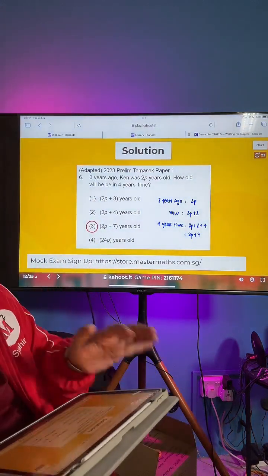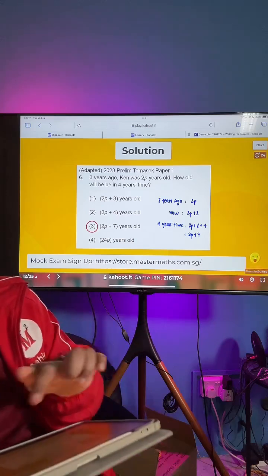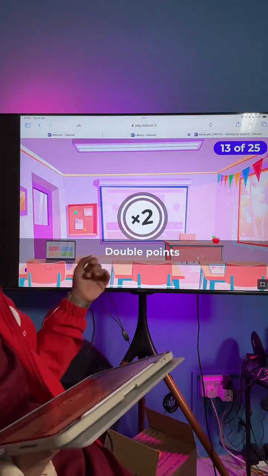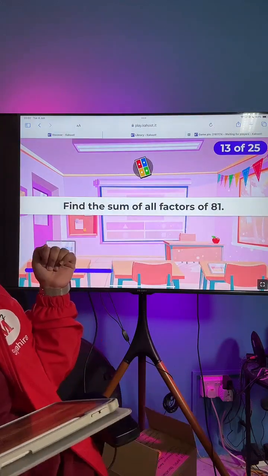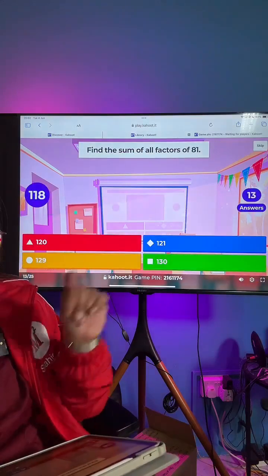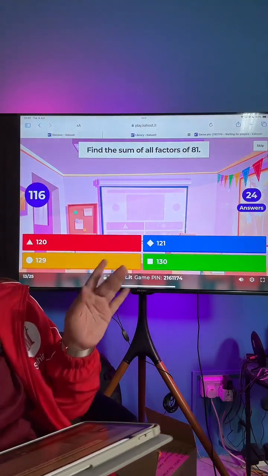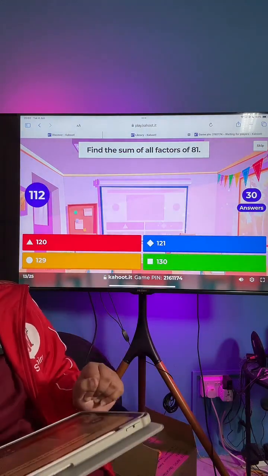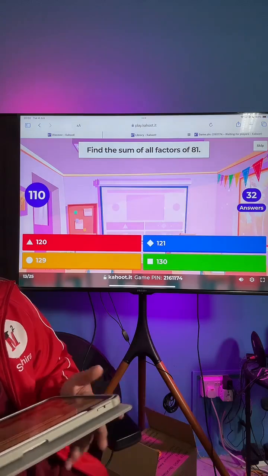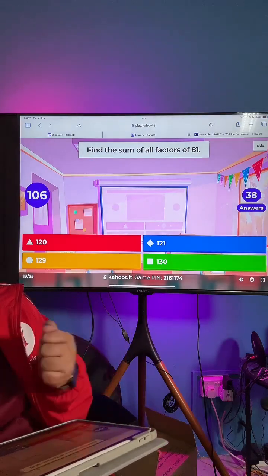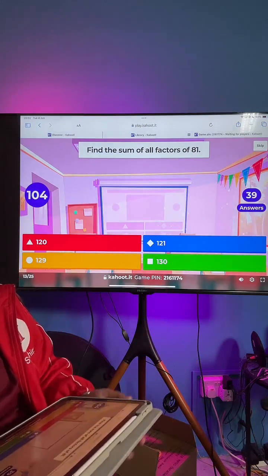Alright, let's go. Question number 7. You guys are very eager to move on. Double points here, okay? Find the sum of all the factors of 81. This one you got to take out your pencil and paper, fill in all the factors and find the sum, okay? No calculators allowed.